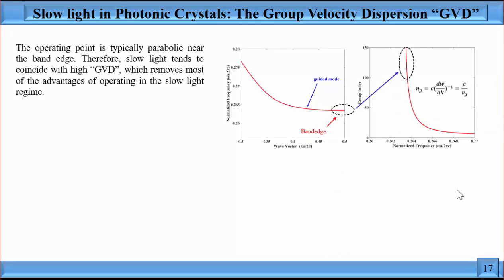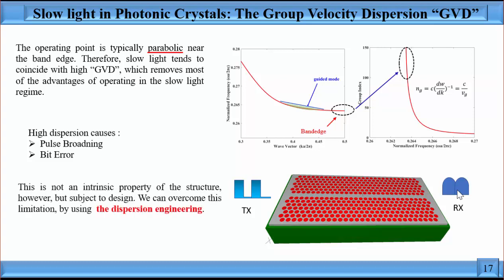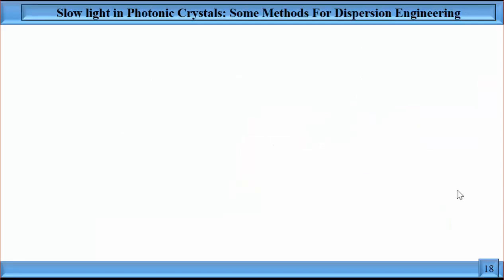Slide 17. The group velocity dispersion, GVD. The dispersion curve is typically parabolic near the band edge. Therefore, slow light tends to coincide with high GVD, which removes most of the advantages of operating in the slow light regime. High dispersion causes pulse broadening and bit error. This is not an intrinsic property of the structure, however, but subject to design. We can overcome this limitation by using dispersion engineering.